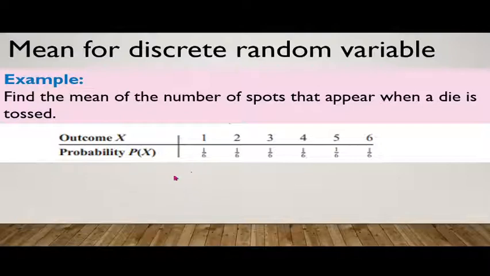So having two rows here, the first row is the outcome denoted by X, and basically the outcomes for tossing a die are from 1 to 6, and then the probability on the second row is denoted by p of x. So basically, you see the probability of each outcome from 1 to 6 has the same probability, which is 1 over 6.